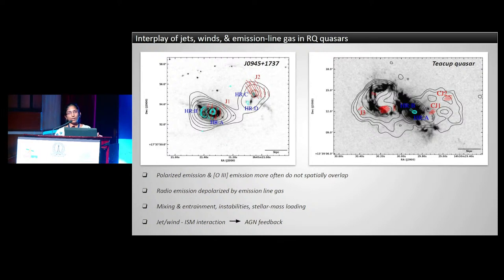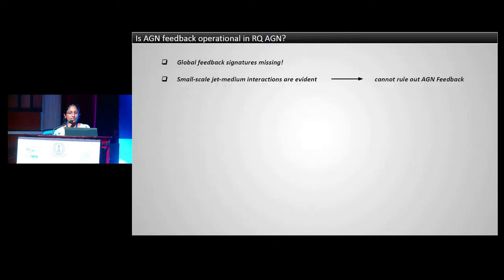Because these jets are low powered, they're susceptible to all these effects. So the signatures of jet/wind ISM interaction could possibly be a source of AGN feedback. So the question is, is AGN feedback operating in radio quiet AGN? The answer is we do not see global signatures of AGN feedback in these sources, the ones that we have looked at, in terms of removal of molecular gas or quenched star formation.